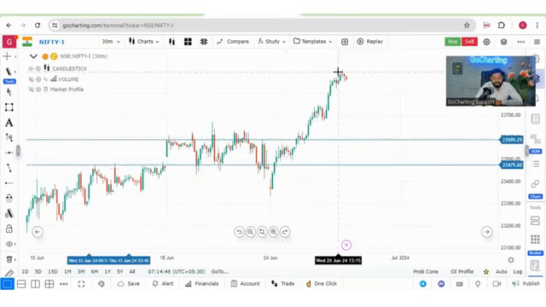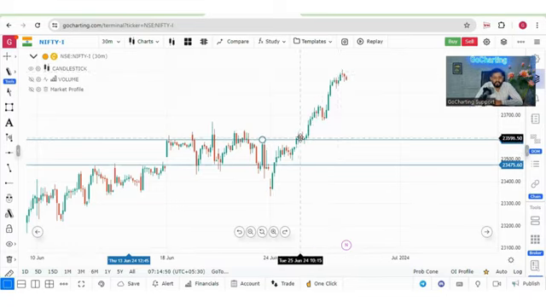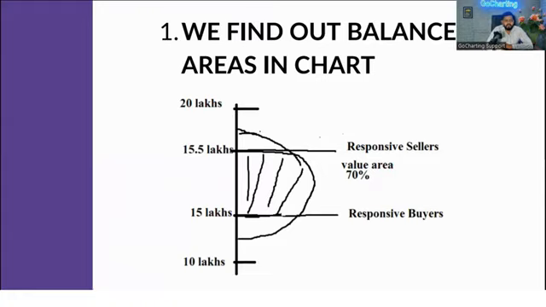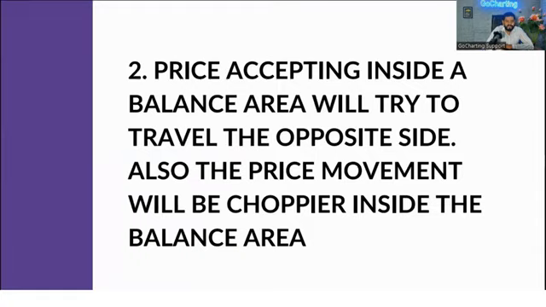Okay, so now let's try to look at our auction market theory rules and see whether we could have caught this move or not. So what was the first rule? That we try to find out the balance area in the chart. Now, what is the second rule? Price accepting inside a balance area will try to travel the opposite side. Also, the price movement will be choppier inside the balance area. Okay, so now let's go to the chart.